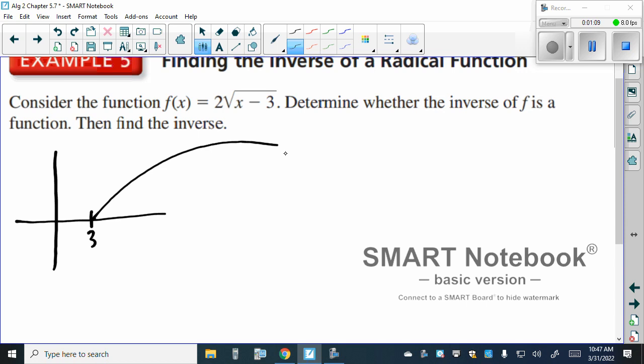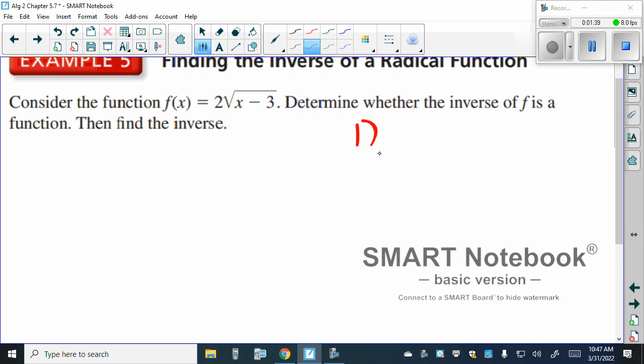The reason I know that is because all of our square root functions have this general shape. We know that what's inside the radical can't be negative, and the smallest value we can have is 3, because 3 minus 3 is 0, and the square root of 0 is 0. So that's where it's going to start, and we're going to go this way. That's more or less just to tell us that it does have an inverse.